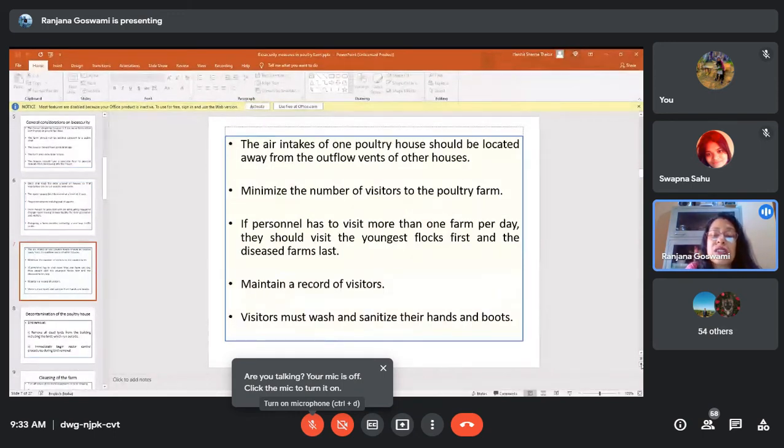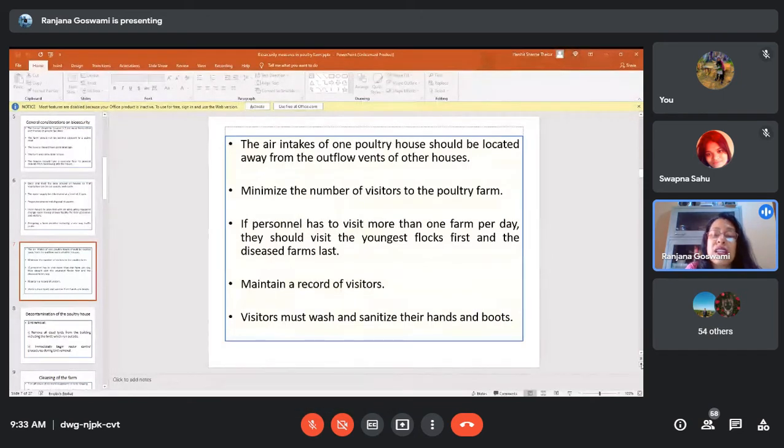If personnel have to visit more than one farm per day, they should visit the youngest flocks first and the diseased farms last. Similarly for the attendant who is feeding: suppose one attendant is feeding all the birds, he should enter the young birds' shed first, feed them, and then go to the other. Not vice versa, because the young ones are very delicate and less resistant to diseases than the older birds. So the older birds as well as the diseased birds should be taken care of last, and given feed last.